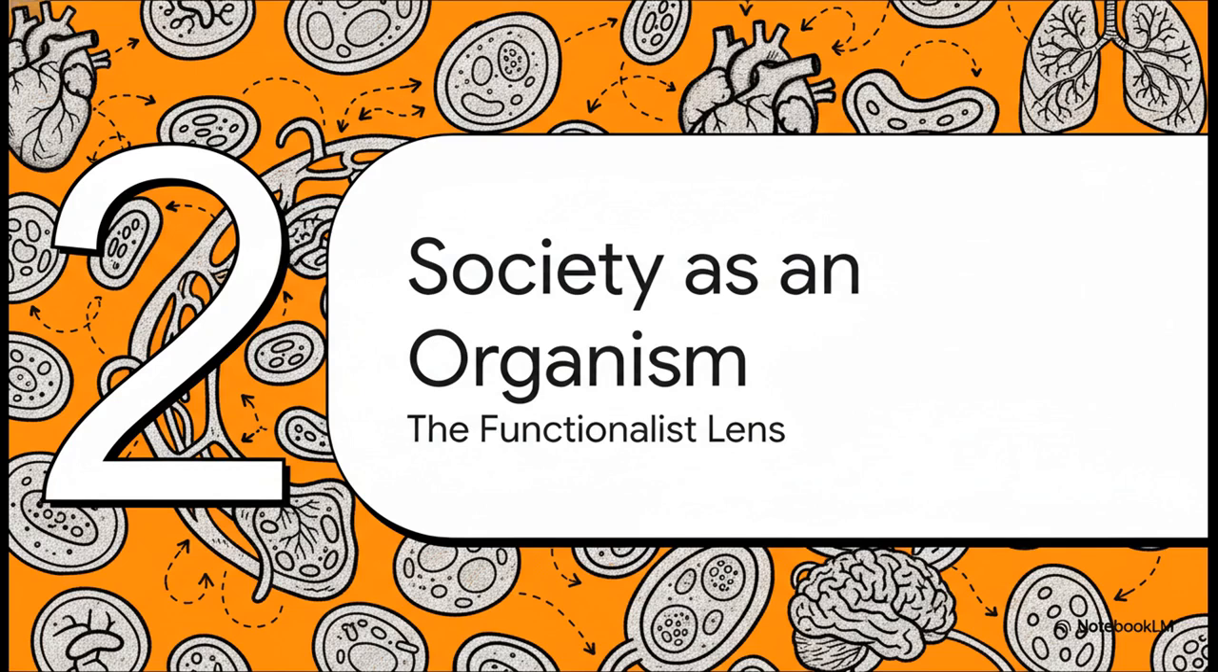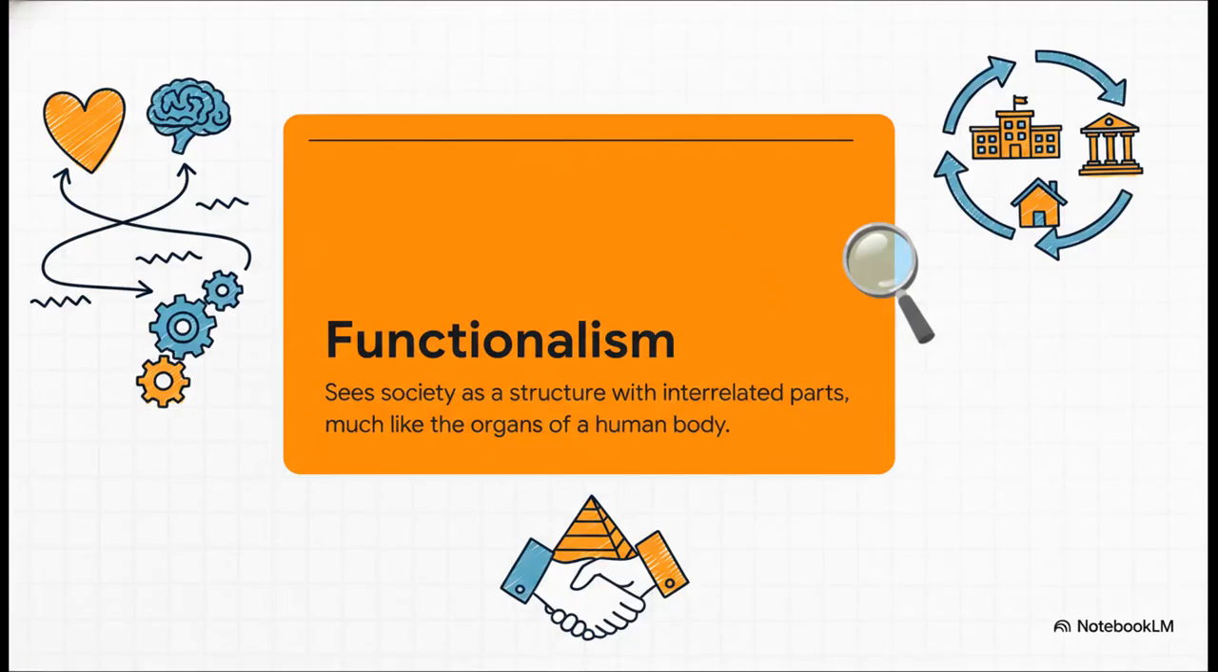And it asks us to imagine society not just as a bunch of people, but as a living, breathing organism. A thinker named Herbert Spencer really pushed this idea. He said, look, social institutions like family, school, government, they're just like the organs in a human body. Each one has a very specific job to do, and they all have to work together to keep the whole thing, society, stable and healthy. You know, it's all about order and balance.